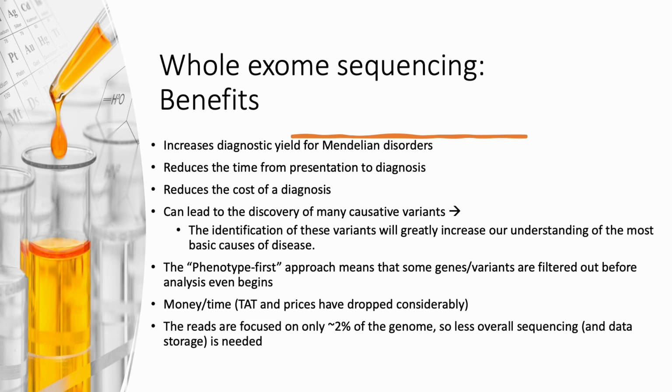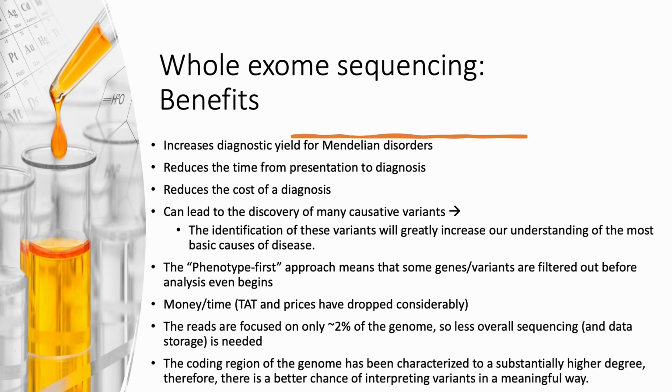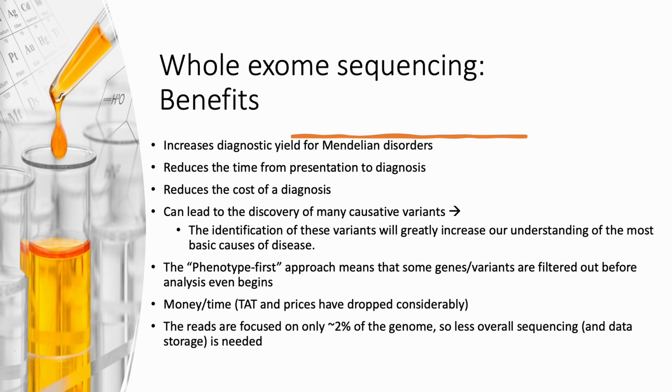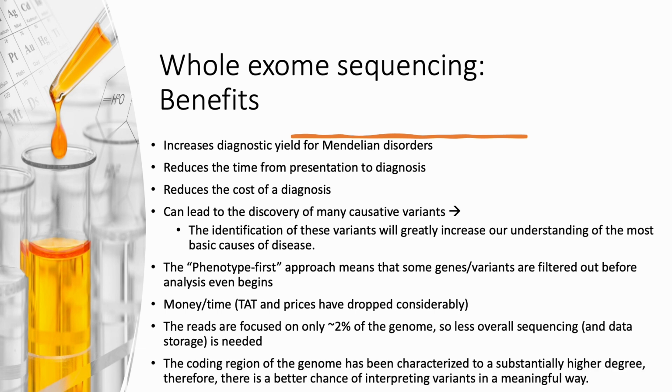Another benefit is that whole exome sequencing focuses on only about 2% of the genome, which means we require less overall sequencing and data storage. This targeted approach not only conserves resources, but also simplifies data management. Lastly, the coding regions of the genome have been characterized to a substantially higher degree, leading to a better chance of interpreting variants meaningfully. This helps clinicians make informed decisions based on the genetic information obtained.